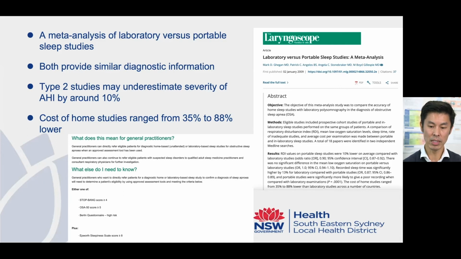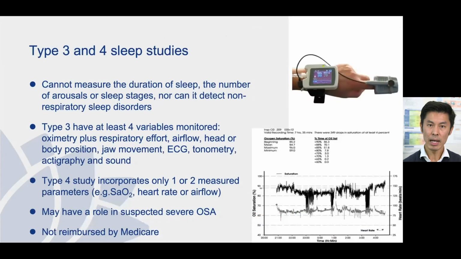Patients who are then suspected to have moderate to severe OSA can then be referred to a qualified sleep medicine practitioner for further investigation, either through a diagnostic or home-based sleep study. Regarding type 3 and type 4 sleep studies, these usually have fewer variables being monitored. Type 3 tends to have more, usually about 4 variables, typically the oximetry plus respiratory effort, airflow, perhaps head or body position, or ECG, actigraphy, and sound, whereas type 4 usually only monitors saturation, heart rate, or airflow, which is only 1 or 2 measured parameters.